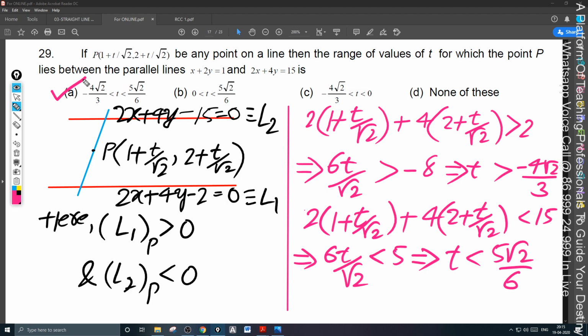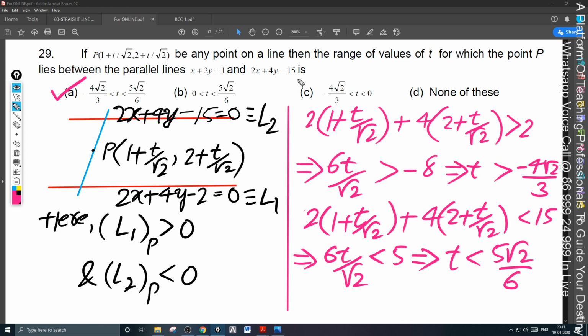Shivsagar is saying, that's good. Shivsagar, are you from Aurangabad? Yes. So the first option is the answer.